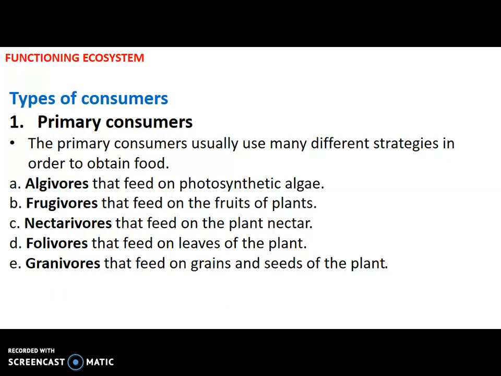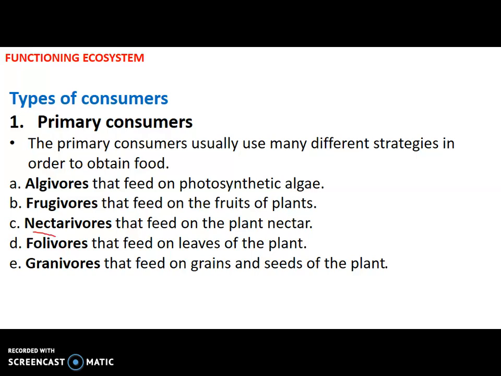Okay, before we go into secondary consumers, let's look at different strategies that primary consumers use in obtaining their food. Now, we have the first one, the herbivores, the ones that feed on photosynthetic algae. We have the frugivores, the ones that feed on fruits of plants. For example, we have the fruit fly. These are some of the primary consumers that feed on fruits of plants. Now we have the nectarivores. The nectarivores are the ones that feed on nectar. An example of such animals are the butterflies.